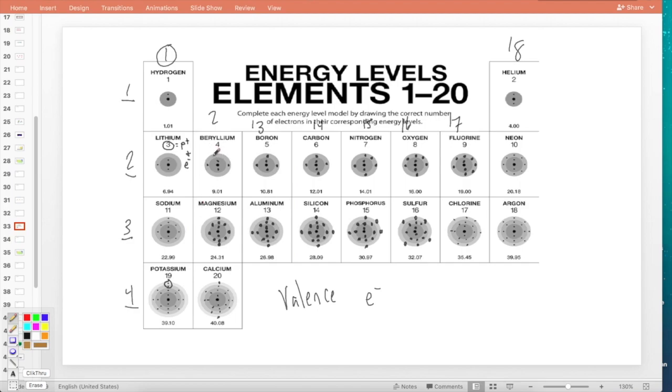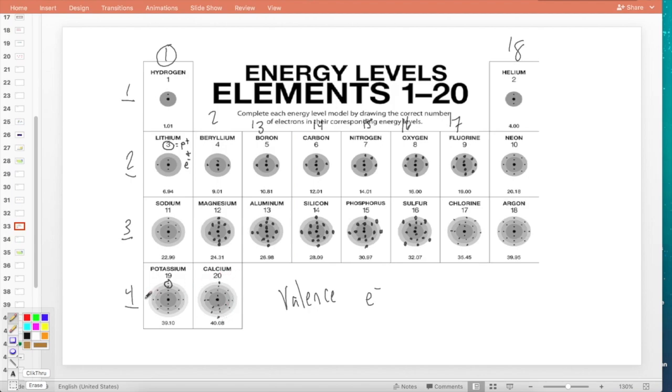Beryllium is the second element in its period. It has 2 electrons in the second energy level, so it has 2 valence electrons. Boron has 3. Carbon has 4, so on and so forth. Any element in the same group has the same number of valence electrons. Beryllium has 2, magnesium has 2, calcium has 2.